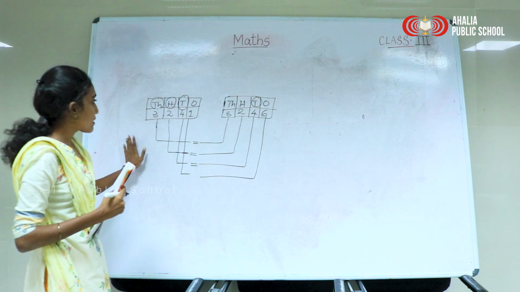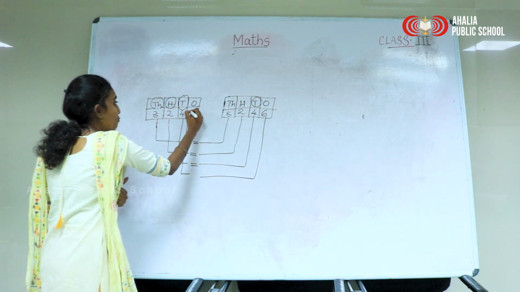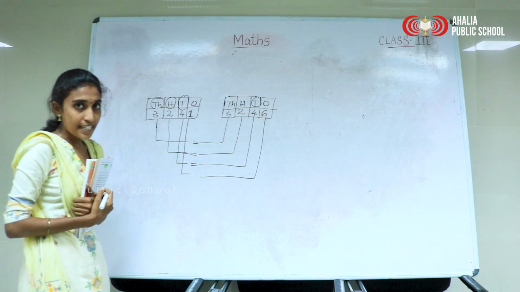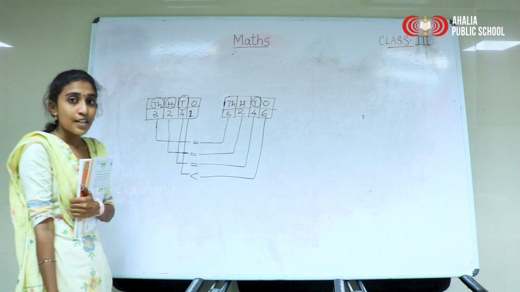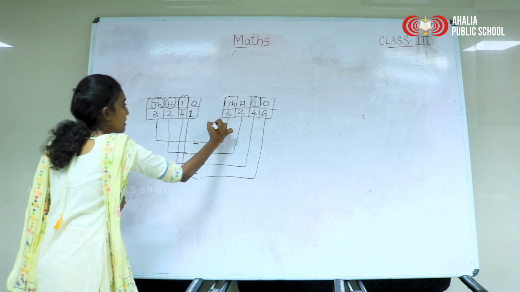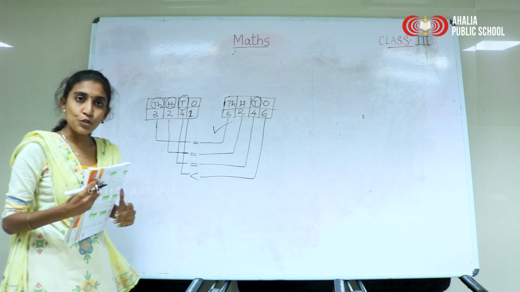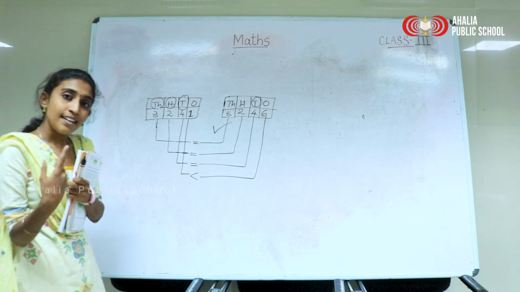Okay children? So now we will move on to the ones place. Here we have a 1 in the ones place and here we have a 6 in the ones place. So which is greater? Yes, 6. So we conclude that this number will be the greatest among these two. Okay, so this is what we have learned in the last class.